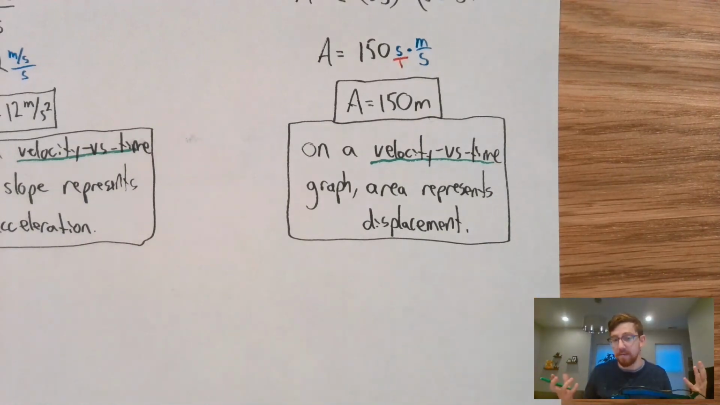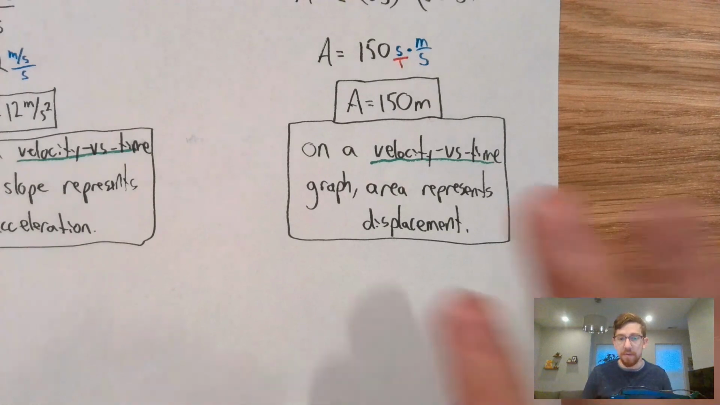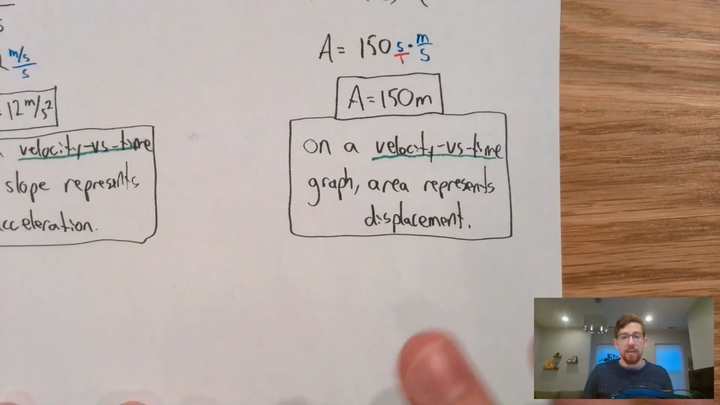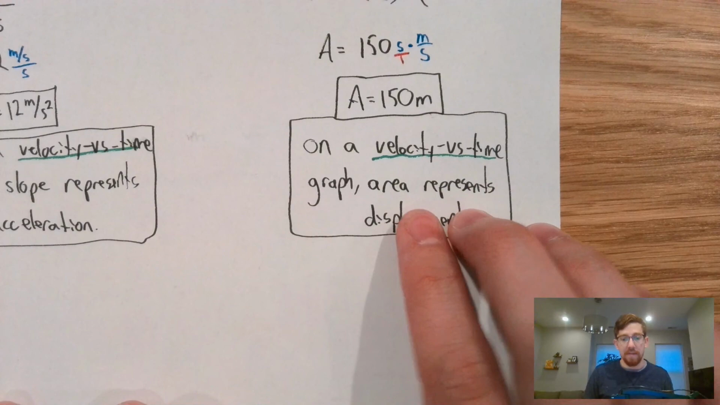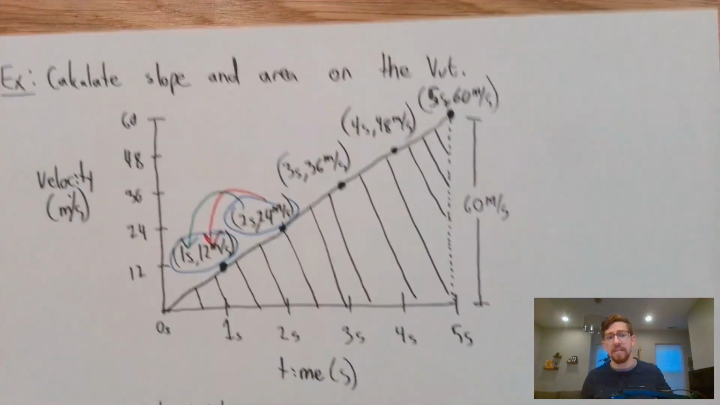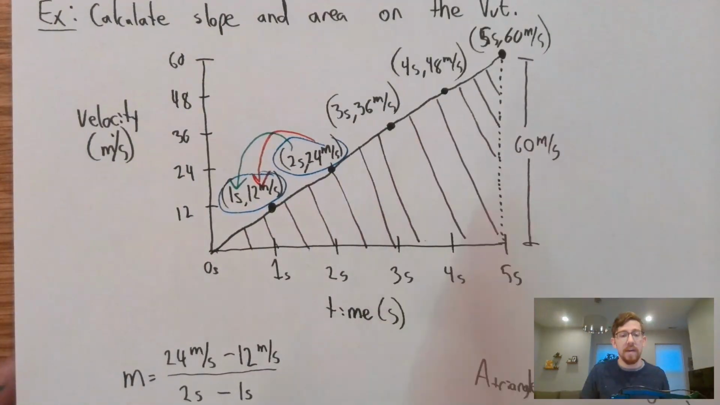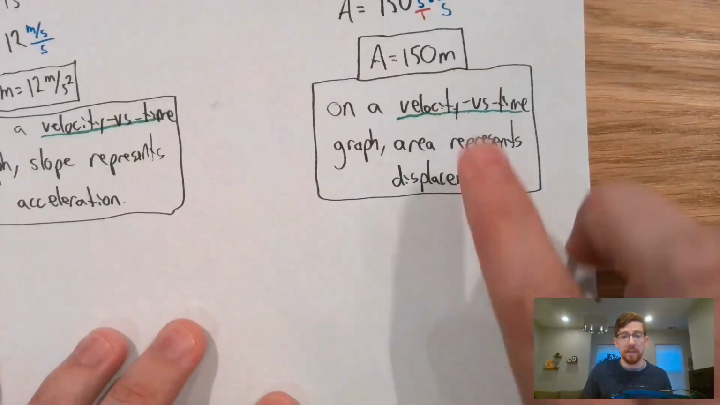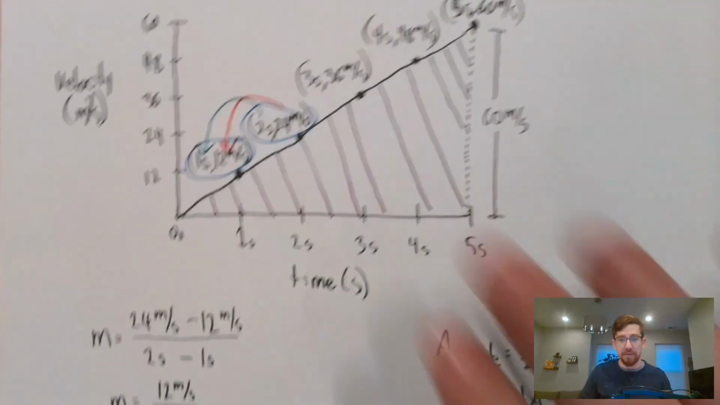Tests are going to be open note this year, so be wise. Get your stuff organized. So basically what you need to do with this information is apply it to graphs. If I give you a velocity versus time graph and I say calculate displacement, you need to know that you're supposed to calculate area. I won't say calculate the area. I'll say calculate displacement, and you'll have to know that means area.